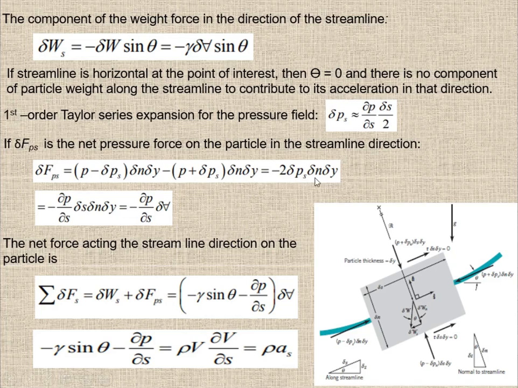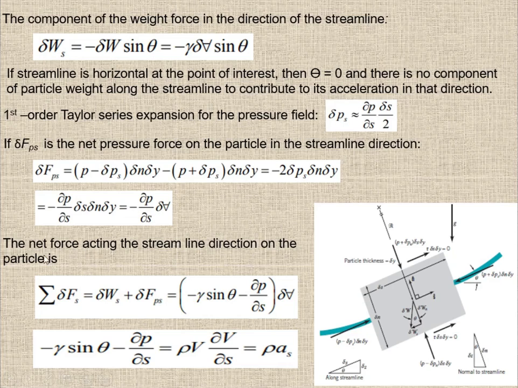So when we simplify it, delta F_ps will be equal to delta P over delta S multiplied by delta S, delta N and delta Y. What we have done is multiply and divide by delta S. So this becomes the volume of the fluid element, and it will be equal to minus delta P over delta S times volume.